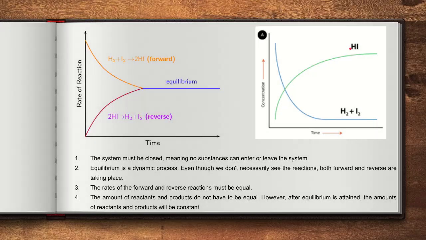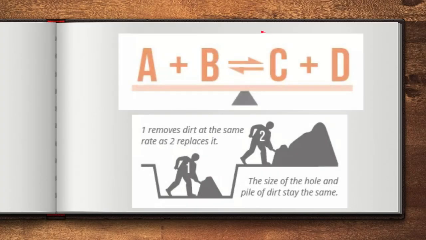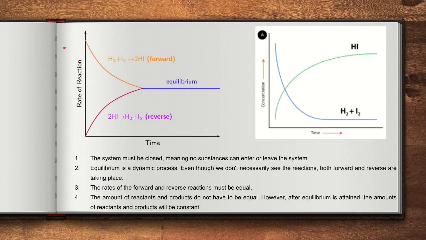So lots of people think, okay, then they must be the same. We must, at equilibrium, have exactly the same concentration of A and B as we do C and D. Well, that's not necessarily the case. Just because they remain constant doesn't mean that they will be exactly the same. Have a look at this. It might be that they are exactly the same.